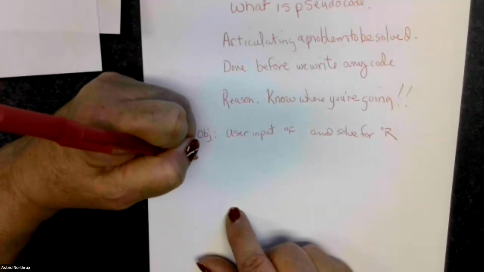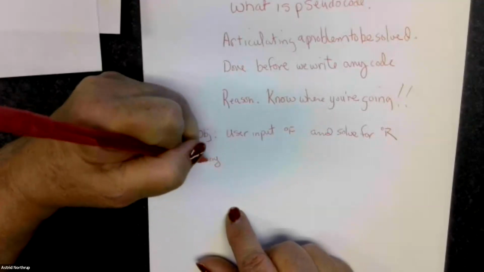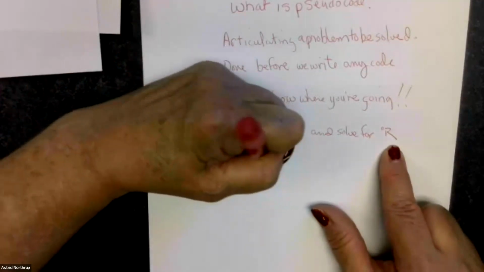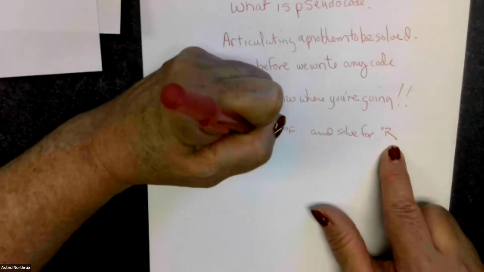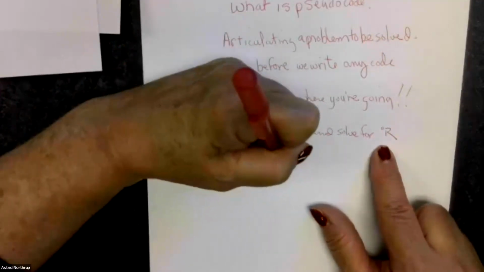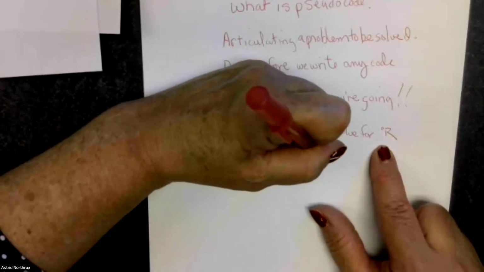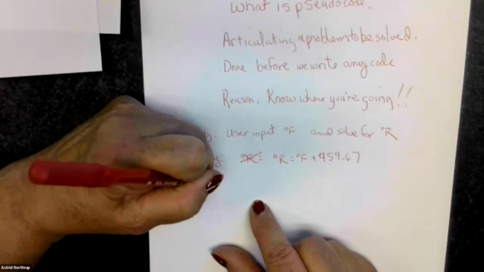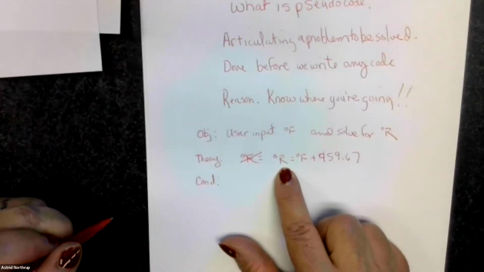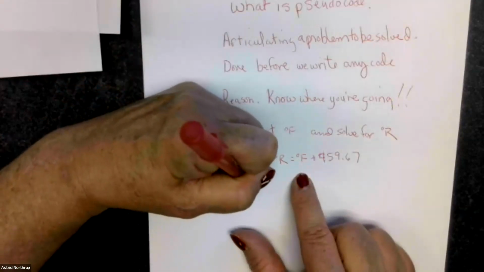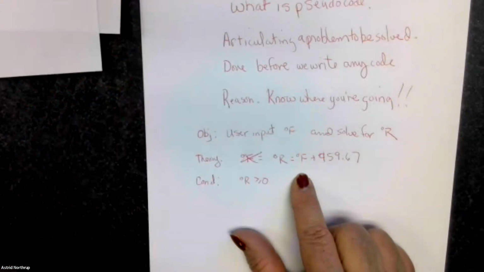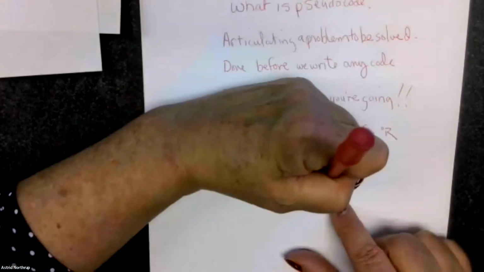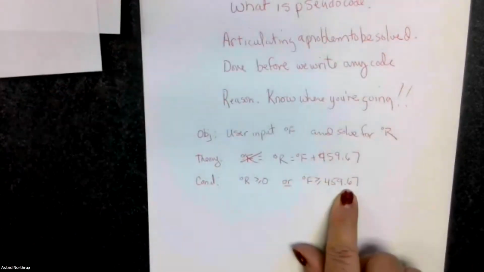All right. The theory or the formula that we're going to use then is, what is the conversion factor between these two? Oh, I did this backward. Degrees Rankine is equal to degrees Fahrenheit plus 459.67. And I have a condition or a restriction, which is I know that degrees Rankine can never be below 0, right? So the condition is degrees Rankine has to be greater than or equal to 0, which means that degrees Fahrenheit has to be greater than or equal to negative 459.67. Okay.